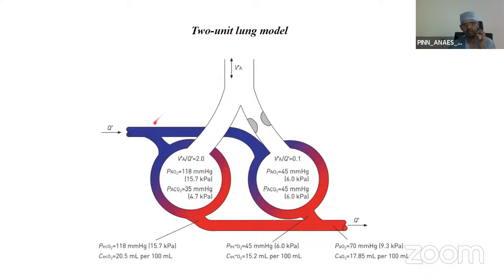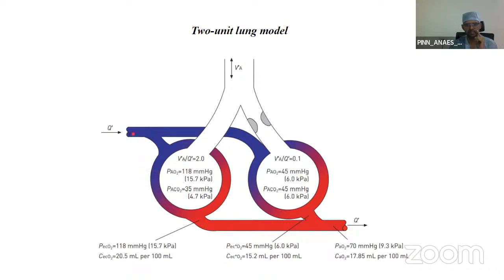Here we have 2 units, one with relatively good ventilation as well as good perfusion. The unit on the right has a reduced ventilation because of some obstruction proximal to it, but relatively good perfusion. So the unit on the left has a VQ ratio of 2. The alveolar PO2 is around 180 millimeters of mercury and alveolar PCO2 is around 35 millimeters of mercury.